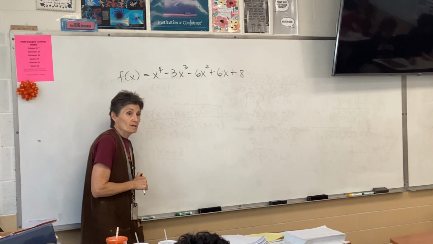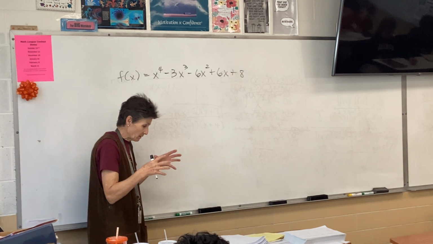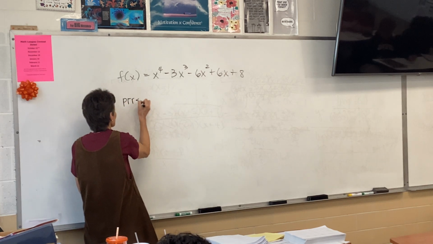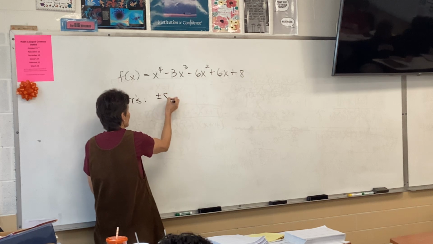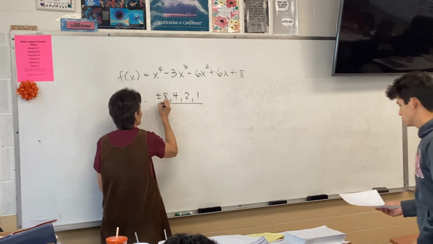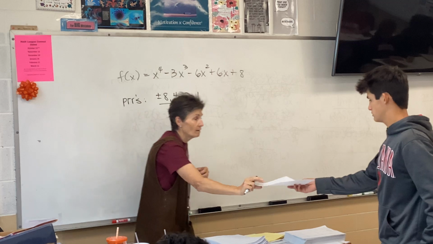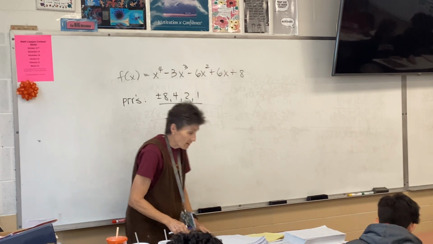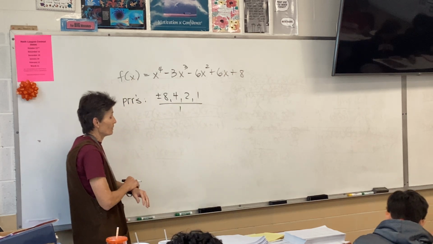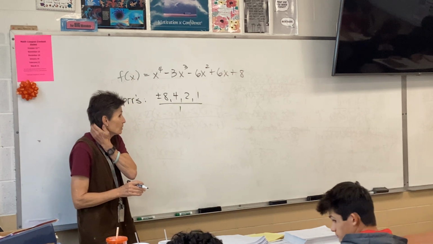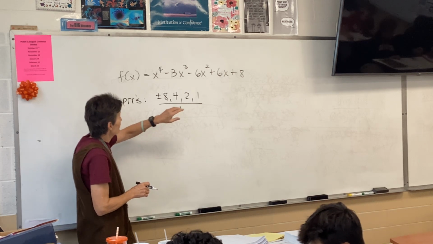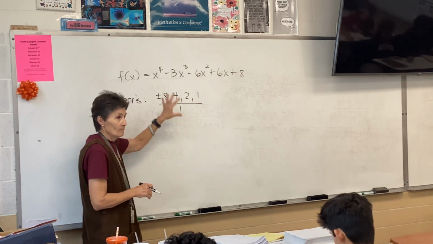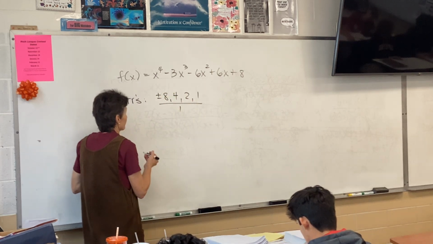Who remembers how we build a pool of possible guesses? The last number. So my PRRs are going to be factors of 8 over factors of 1. This is a polynomial function. If I had a rational function, I would factor it also, but this is a polynomial. So I want possible rational roots. Here they are. So pick one. 4.